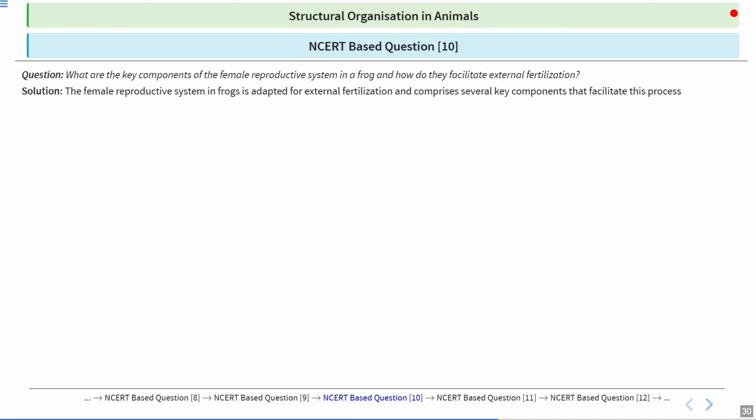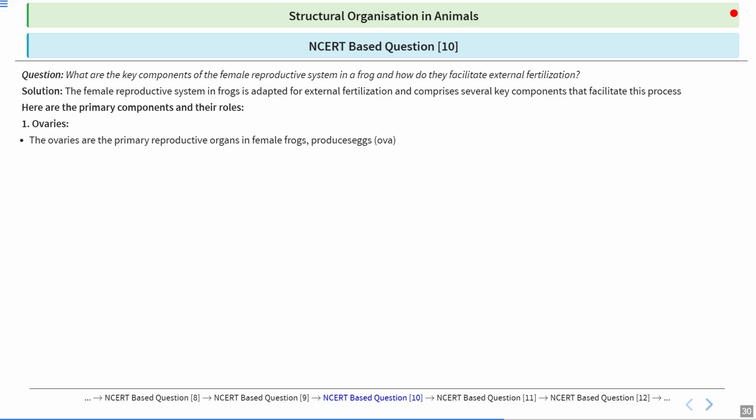The female reproductive system in frog is adapted for the external fertilization and comprises several key components that facilitate this process. Let us see that. The first point, they are having different components, right? The first component is ovaries. The ovaries are the primary reproductive organ in the case of female, right? And that produces egg, which is also called ova.